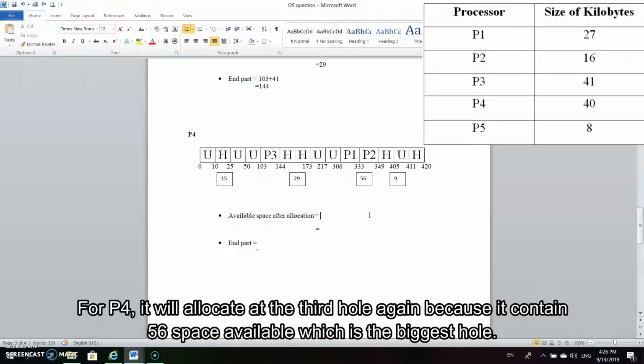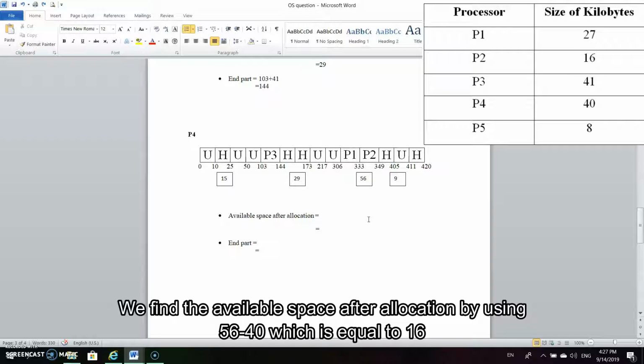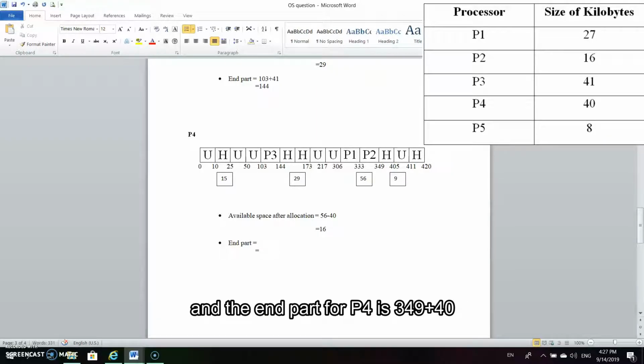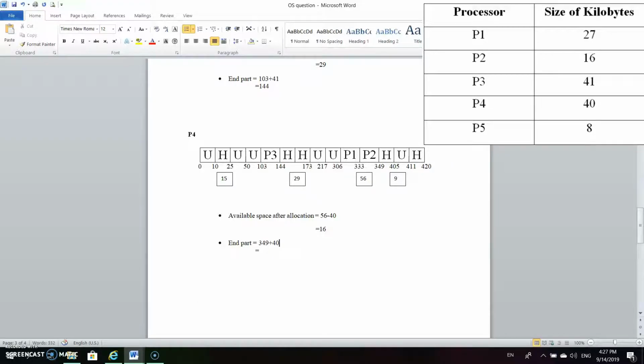For P4, it will allocate at the third hole again because it contains 56 space available, which is the biggest hole. We find the available space after allocation by using 56 minus 40, which is equal to 16. And the end part for P4 is 349 plus 40, which is 389.